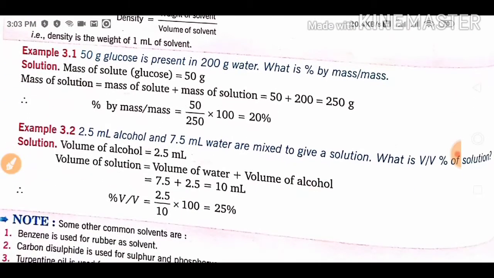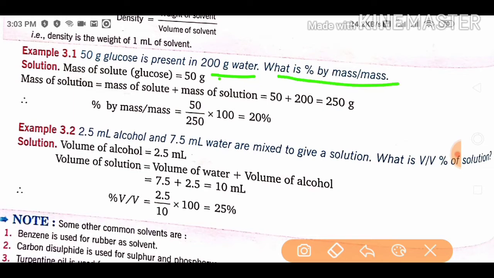Example: 50 gram of glucose is present in 200 gram of water. What is percent mass by mass? So you have to calculate this. Mass of solute is 50 gram, given. Mass of solution is mass of solute plus mass of solvent: 50 plus 200 is 250 gram. Now you can calculate easily. Mass upon mass percent is 50 upon 250 into 100, that is 20%.